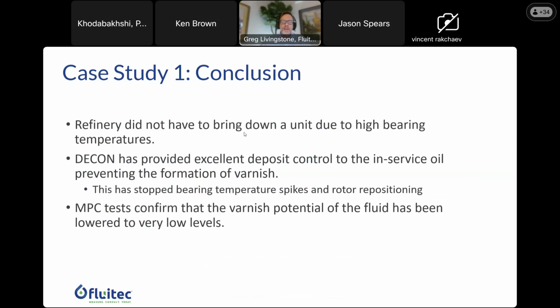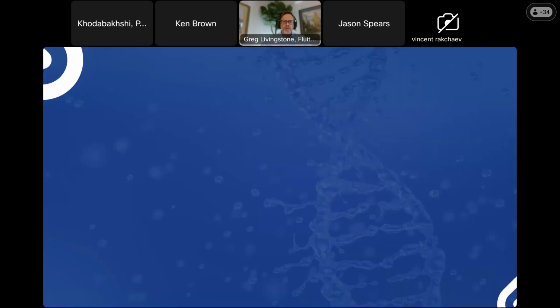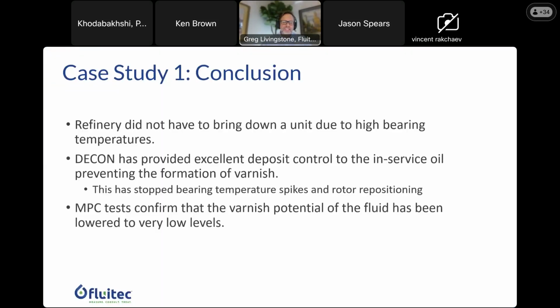So the summary of this case study is that the refinery did not have to bring this unit down. They were able to maintain production, and they found that the solubility enhancer had excellent deposit control properties. The oil maintained a very, very low MPC value. The other properties were all fine, but the biggest thing is that the bearing temperature spikes stopped, and the rotor repositioning stopped as well. That's my conclusion.